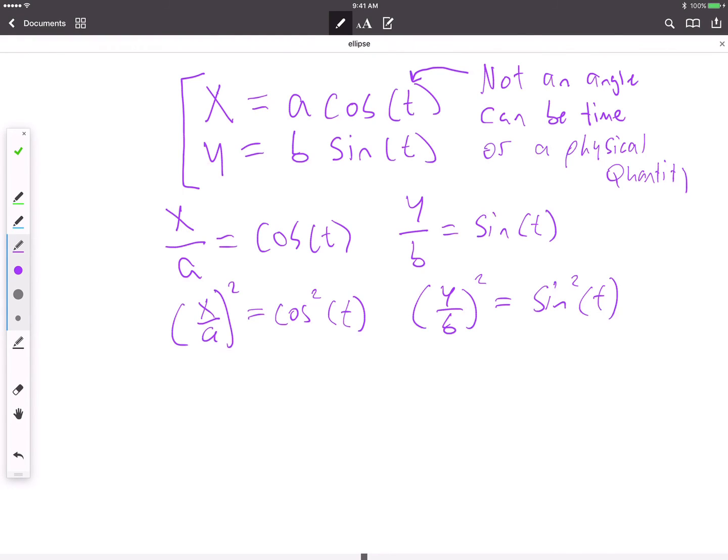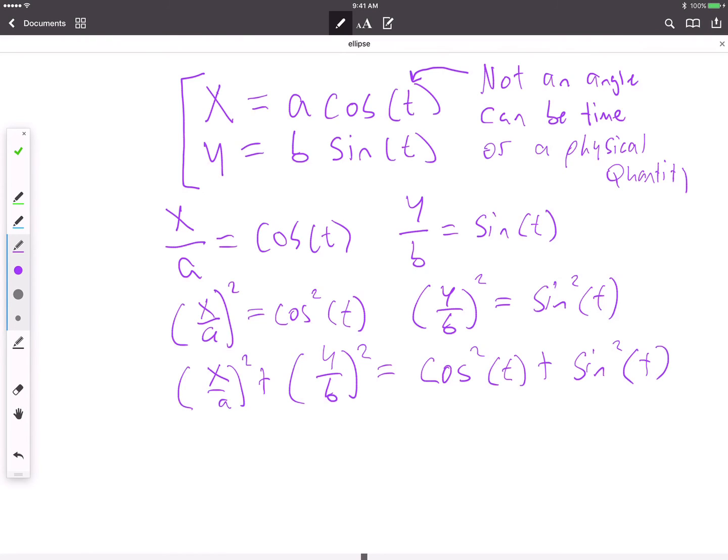We're allowed to do that because we can, right? Any two valid equations, you can add them together, and the result is a valid equation. So we get x over a squared plus y over b squared equals cosine squared of t plus sine squared of t. Now, if you've taken a trigonometry class, or you've studied trigonometry, you probably recognize this right side of the equation. Cosine squared of t plus sine squared of t is one of the famous trigonometric identities, and that quantity is always equal to 1.